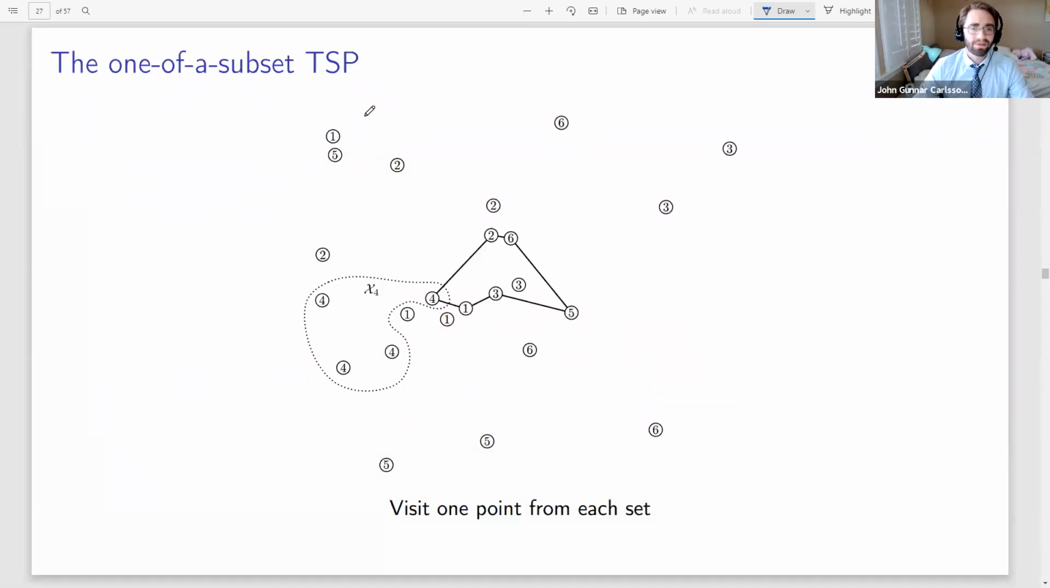This is called the one-of-a-subset TSP. So here I've got 24 points, 24 numbers that I've drawn, and each number appears 4 times. Like this, I wrote this as x4. The number 4 appears 4 times.